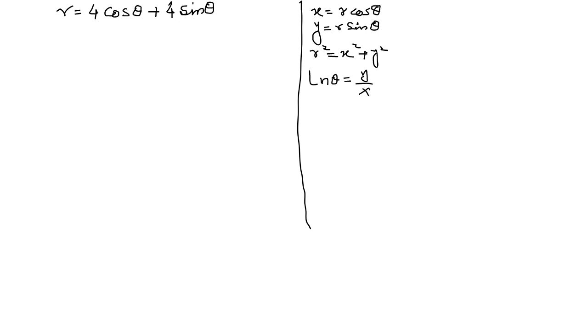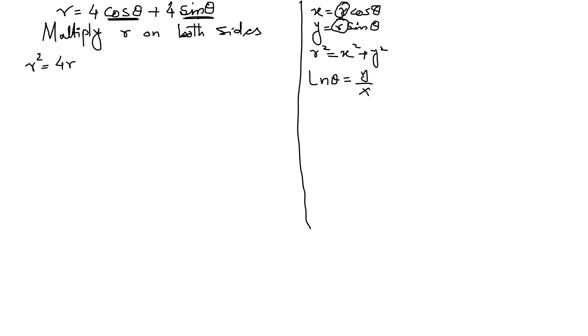Can anybody tell me what I should do as the first step? We have only cosine of theta and sine of theta, and there is no formula for only sine and cosine. For that we need r. So if we multiply r on both sides, the left term will be r square and the right term will be 4r cosine of theta plus 4r sine of theta. So r square becomes x square plus y square, 4r cosine of theta becomes 4x, and 4r sine of theta becomes 4y.